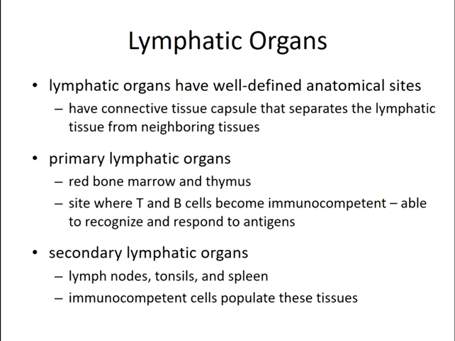And we'll talk about immunocompetency more so when we get to the adaptive immune system. Your secondary lymphatic organs are all the other organs associated with the lymphatic system, including the lymph nodes, the tonsils, and the spleen is a lymphatic organ. And this is where you're going to find your immunocompetent cells populating within these tissues.